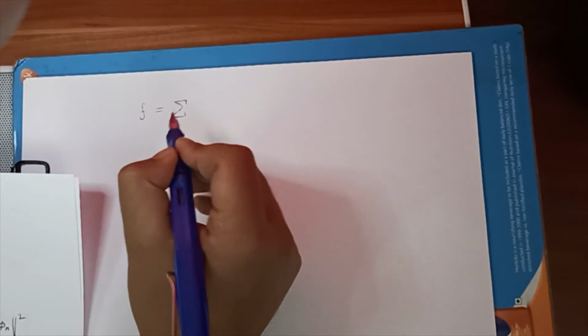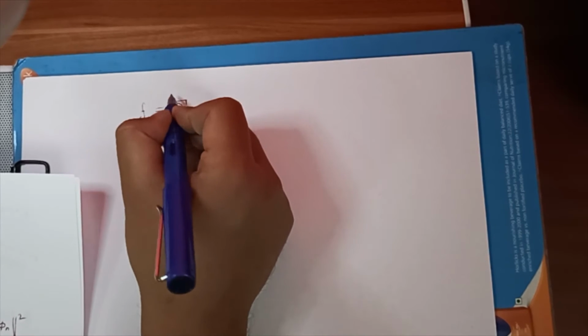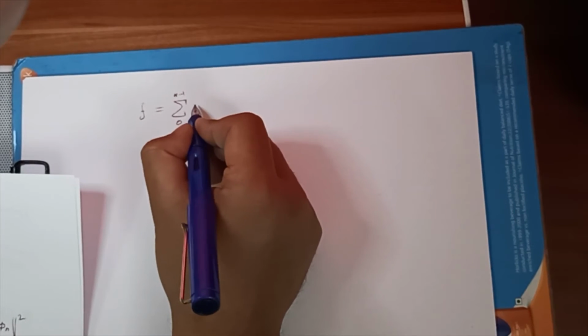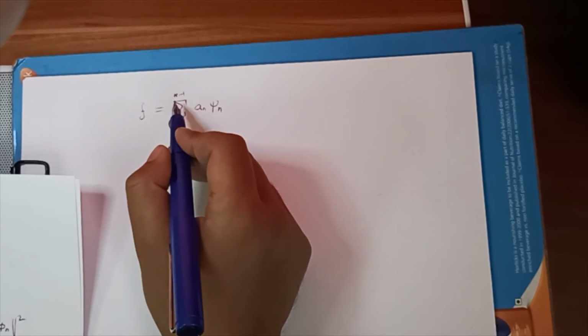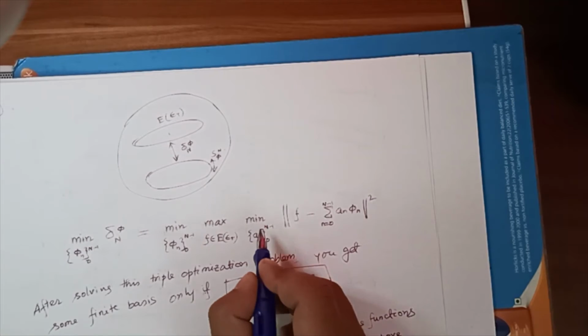then we can clearly see that the approximation is basically this, sum from 0 to n minus 1, a_n psi_n. Okay, these are the prolate spheroidal wave functions. Now what is this N? The second question which will be asked, what will be that N?